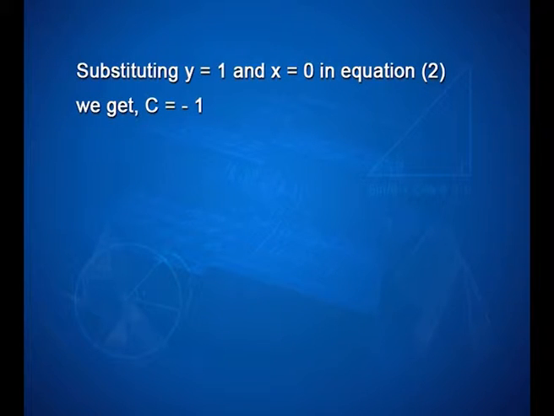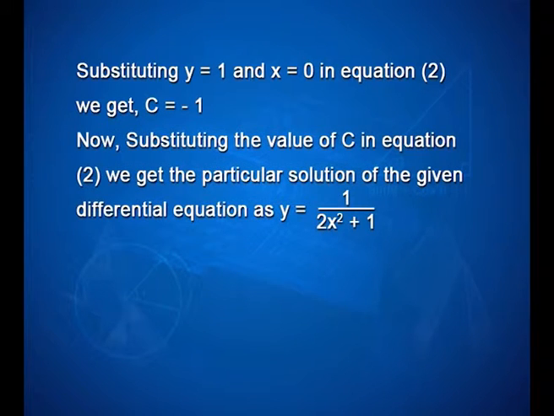On substituting y is equal to 1 and x is equal to 0 in equation 2, we get c is equal to minus 1. Now, substituting the value of c in equation 2, we get the particular solution of the given differential equation as y is equal to 1 upon 2x square plus 1.